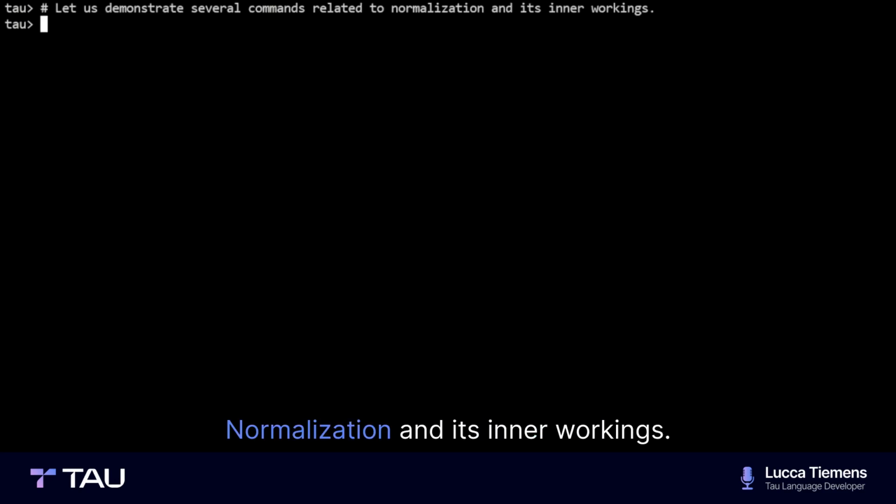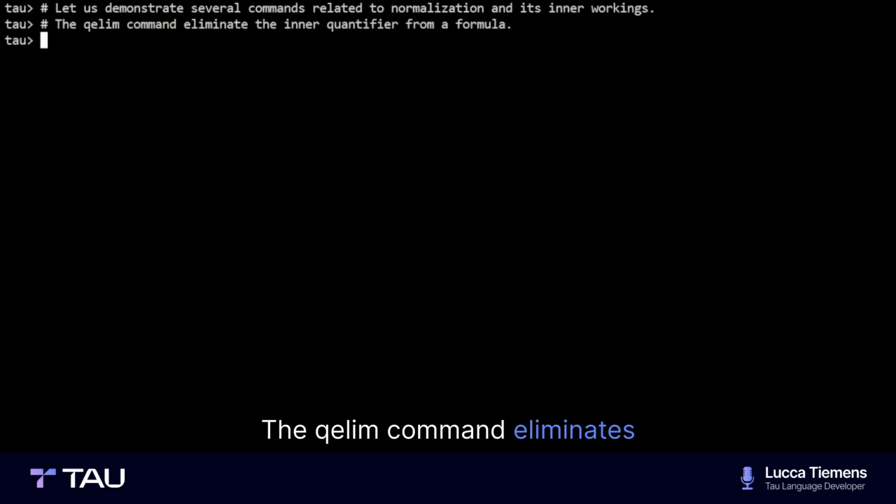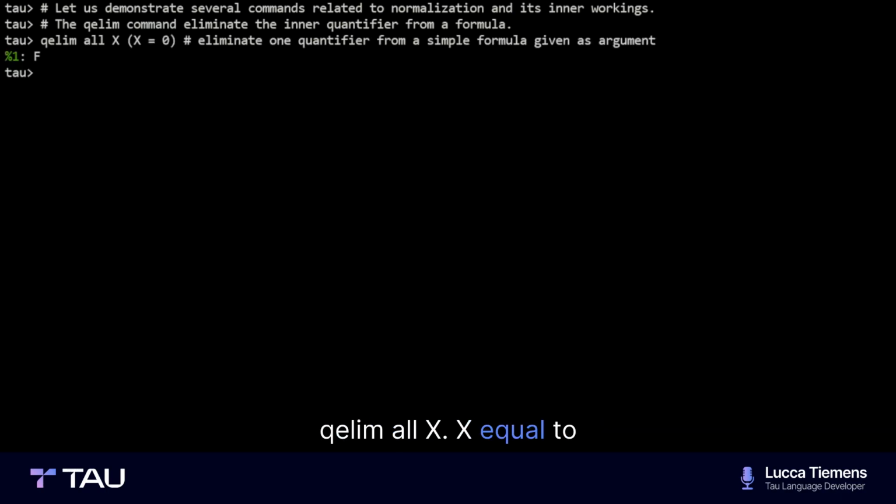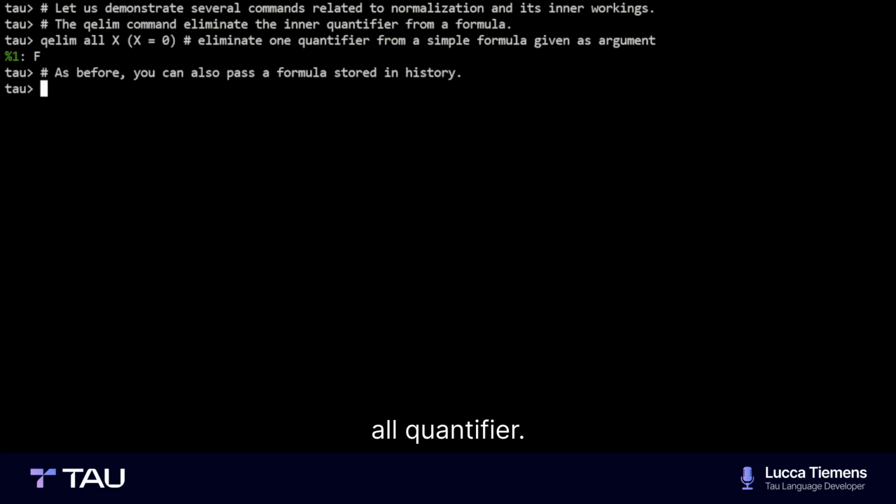Let us demonstrate several commands related to normalization and its inner workings. The qlm command eliminates the most inner quantifier from a formula. For example, qlm all x equal to 0 eliminates the for all quantifier. As before, you can also pass a formula stored in the history to the qlm and the normalization command.